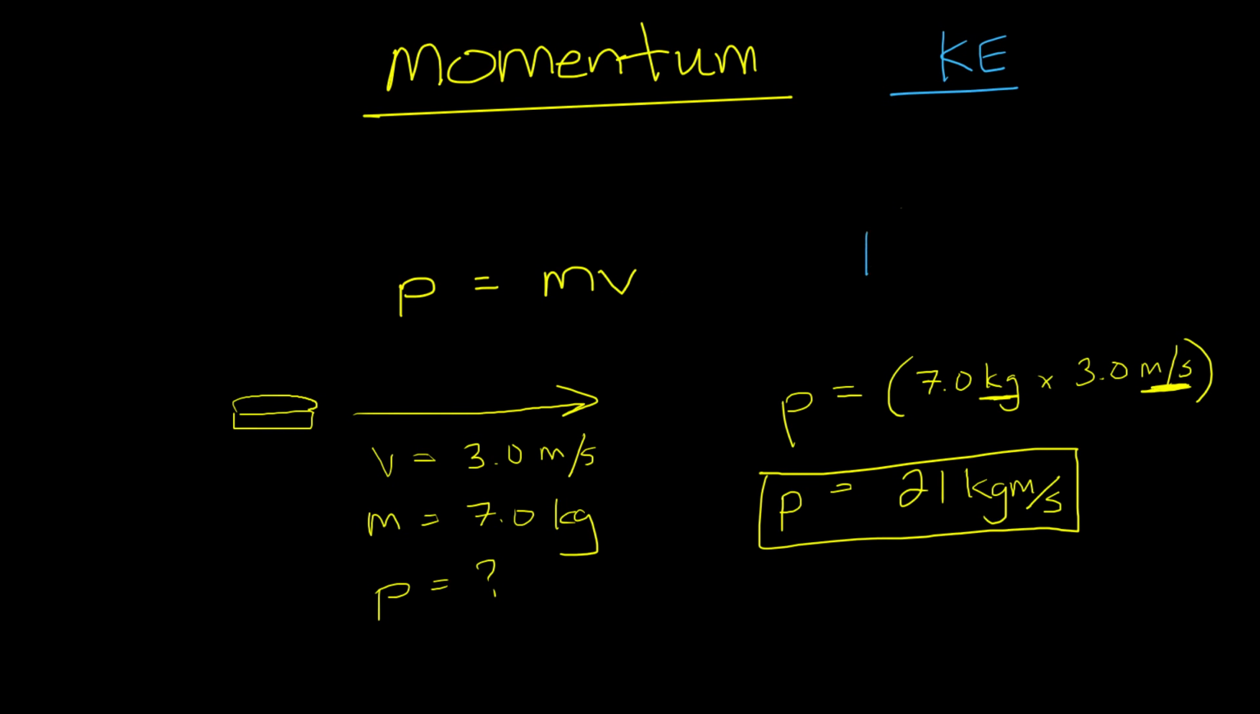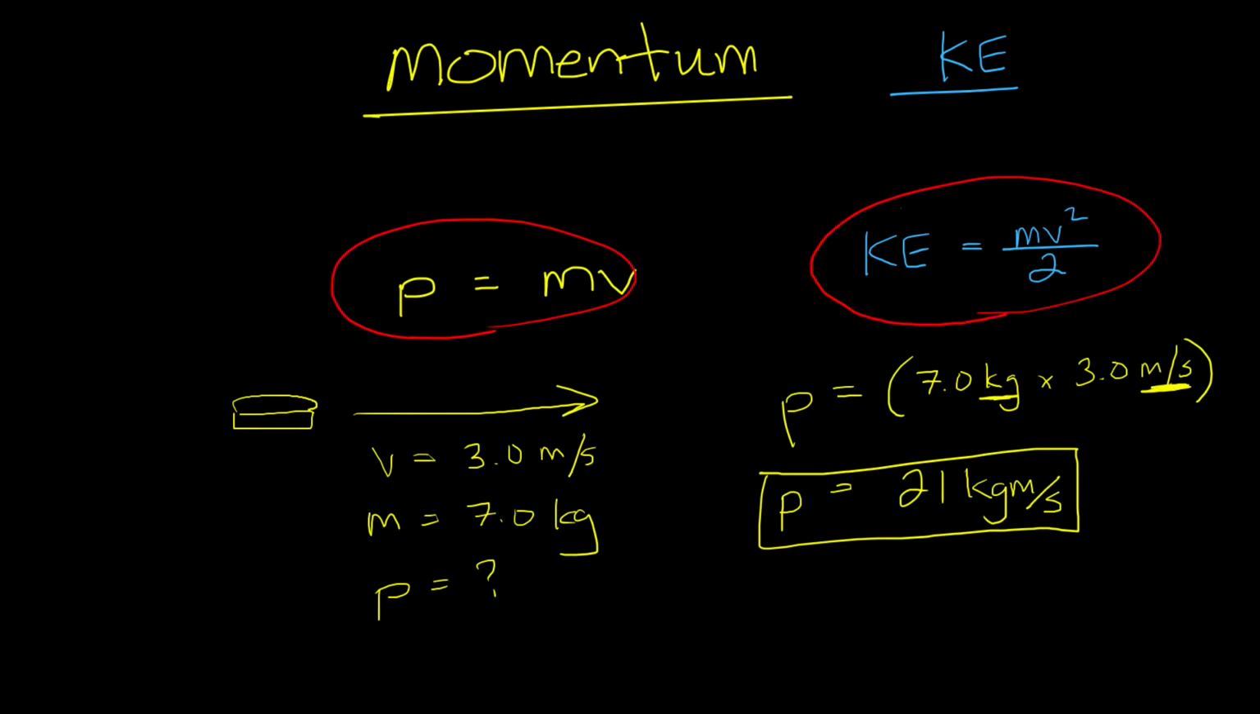In kinetic energy, the equation is 1/2 mv squared, or as I like to put it, mv squared divided by 2. Keep in mind that there is a relationship between momentum and kinetic energy. Any object that moves has momentum and as well has kinetic energy. Now, how do they relate to each other?